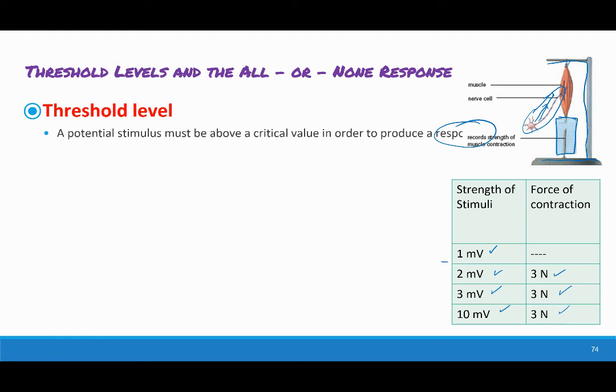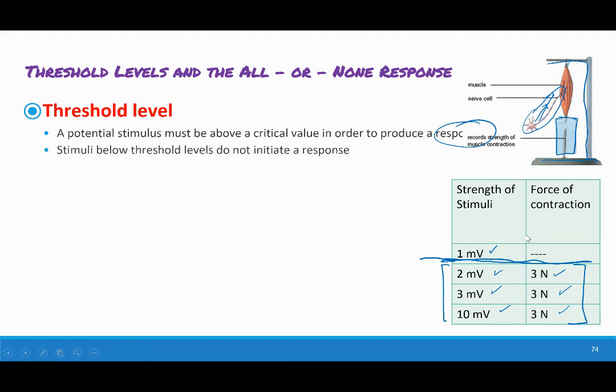So this lends itself to the minimal threshold, right? For this motor neuron to fire, was it over 1 millivolt or around 2 millivolts, right? And then even though you keep increasing the strength of the stimulus, the response ends up being exactly the same. So that lends itself to the idea of the all or none response. In other words, a neuron will fire maximally or it will not fire at all, as long as you meet the minimal threshold potential.